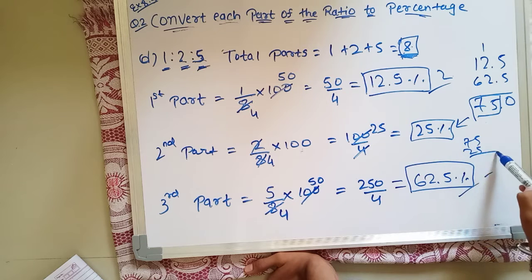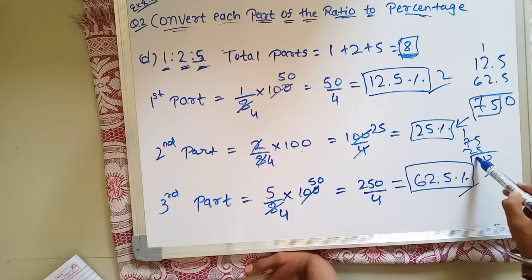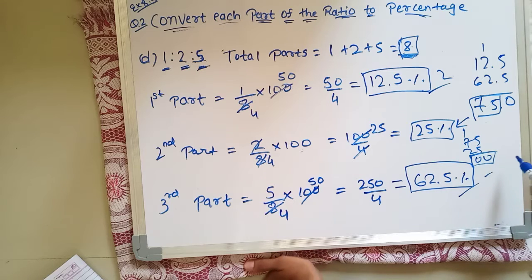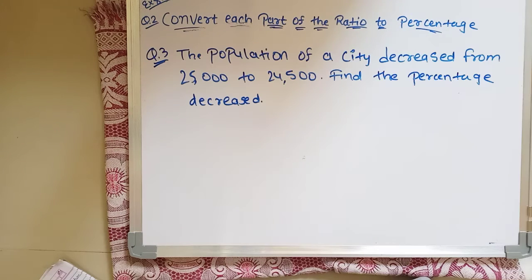75 plus 25: 7, 8, 9, 10, so 100%. Okay, we will get 100%, so our answer is correct. Okay, so let's see question number 3.